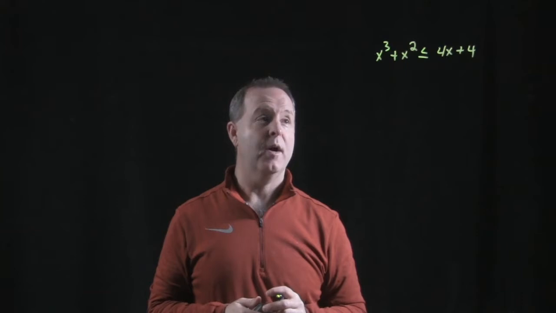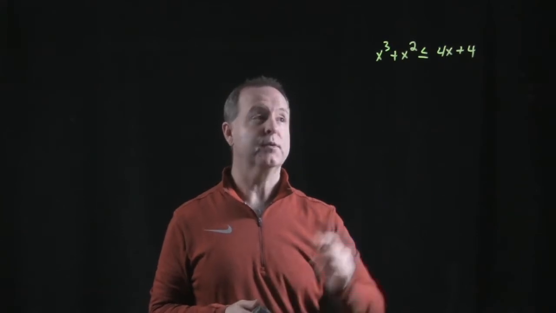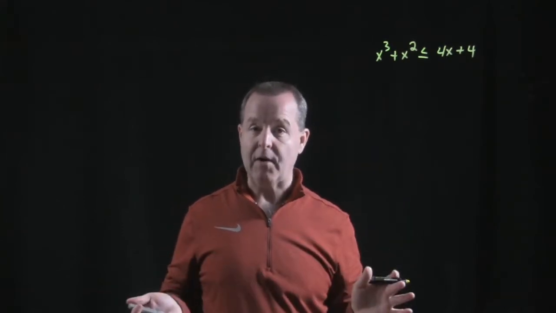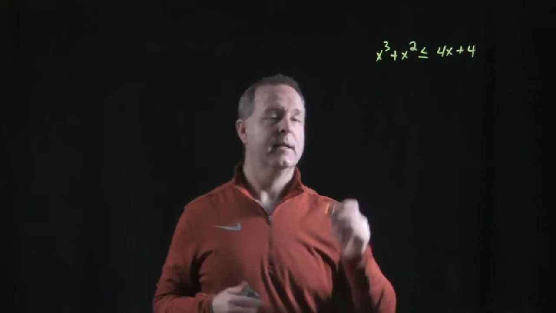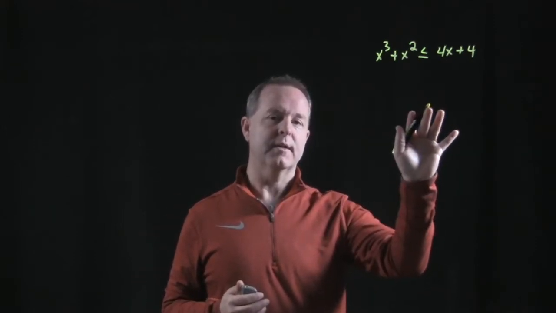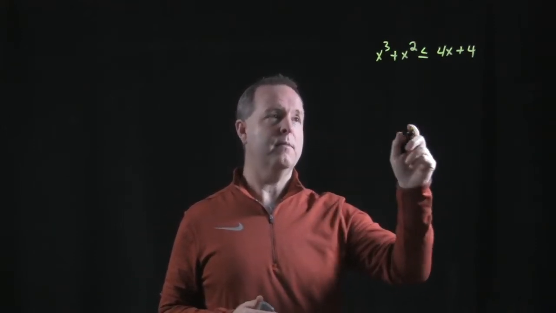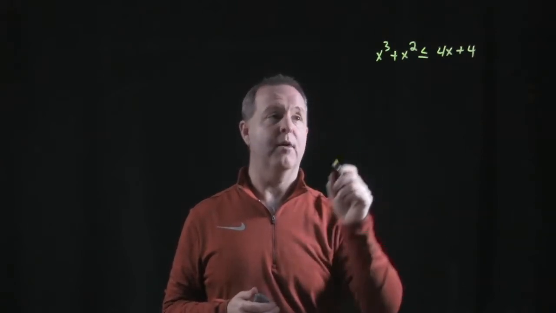x cubed plus x squared is less than or equal to 4x plus 4. For what values of x is that true? So again, let's set this equation up to solve it for 0, because that will help us find the boundary points.